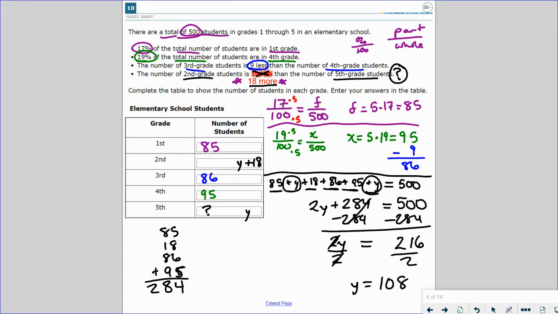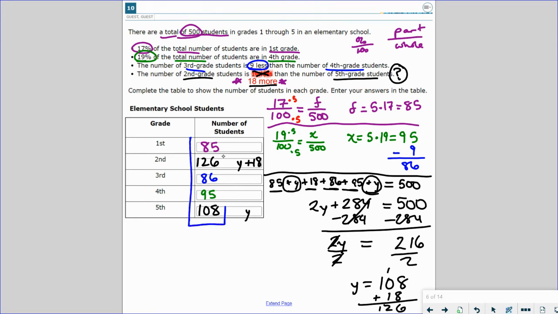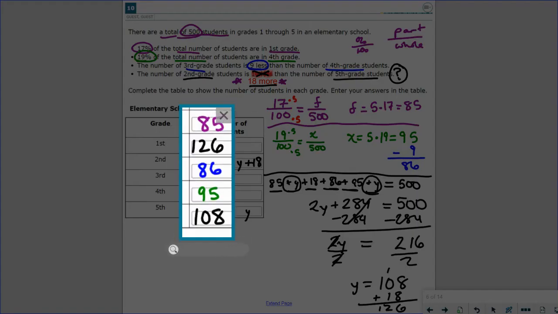Let's remember, what does that mean? That means the number of 5th grade students, y, is 108. And if we added 18 students on top of that, that would mean 126. Now, just a reminder, if we were to simply add up all these digits, let me go ahead and beef this up a little bit. 85, 126, 86, 95, 108.